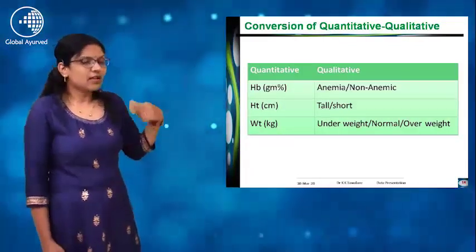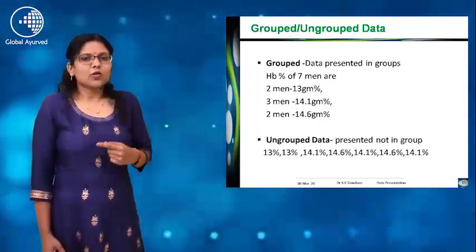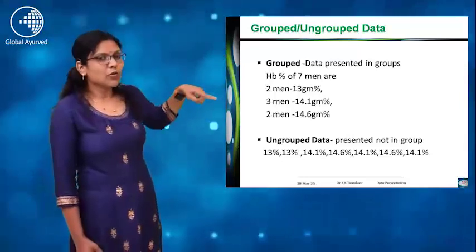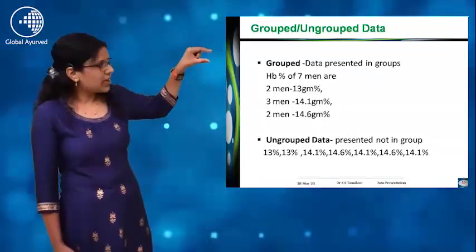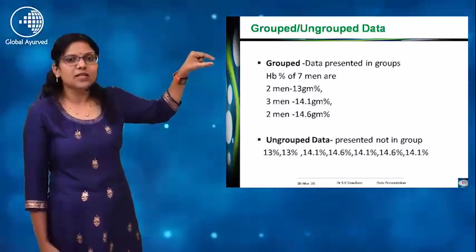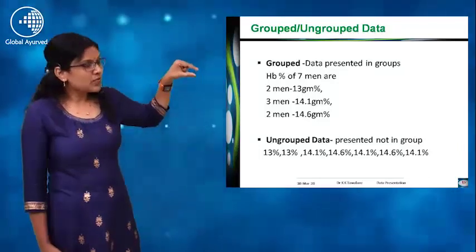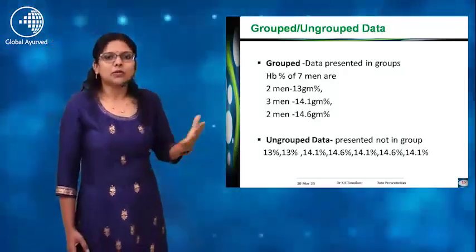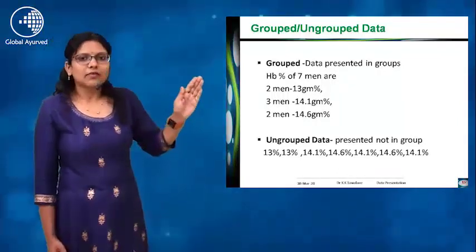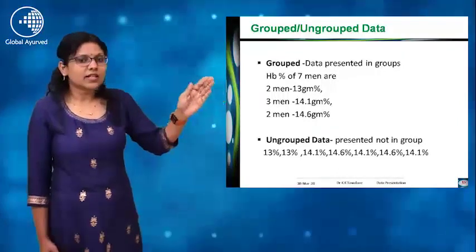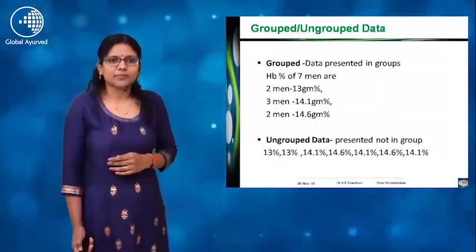Next, the further type of data is grouped data and ungrouped data. Grouped data means data presented in groups. Hb of 7 men: we made some groups. 2 men have Hb 13 gram percentage, 3 men 14 gram percentage, and 2 men 14.6 gram percentage. In ungrouped data, the same data would be like 13, 13, 14, 14, 14, 14.6, 14.6, just like this. So grouped data and ungrouped data.